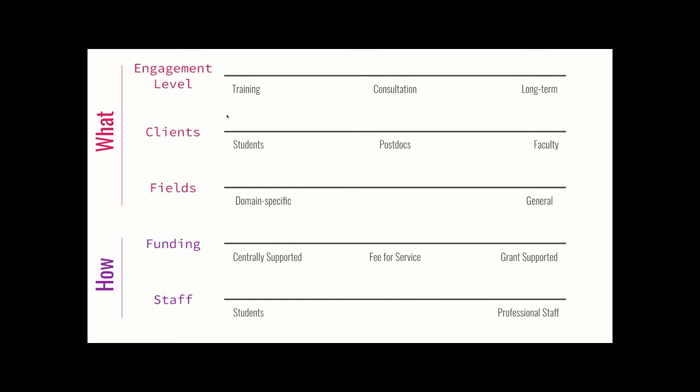Then there's, of course, the question of who pays for this service. And there are options here. It could be centrally supported, so somebody at the library or in research computing or in some other organization could foot the bill for this. It could be a fee for service model where you do chargeback based on the length of your engagement to the researcher. Or the service itself could be written into grants to help support the service over time.